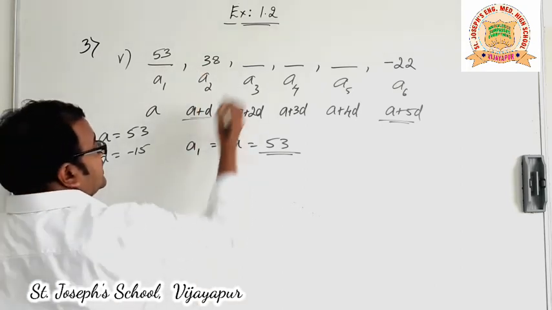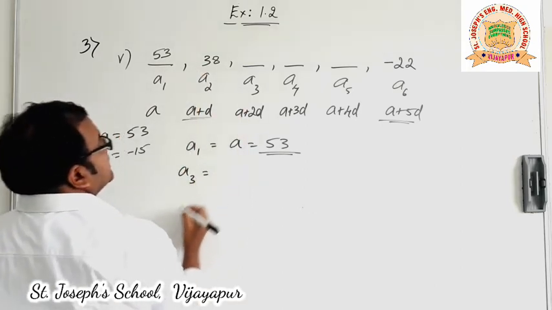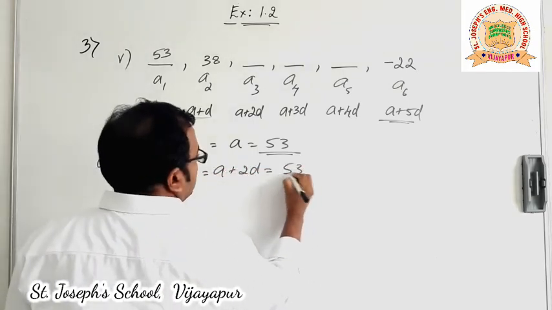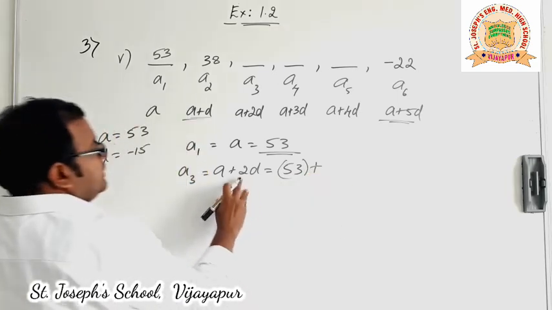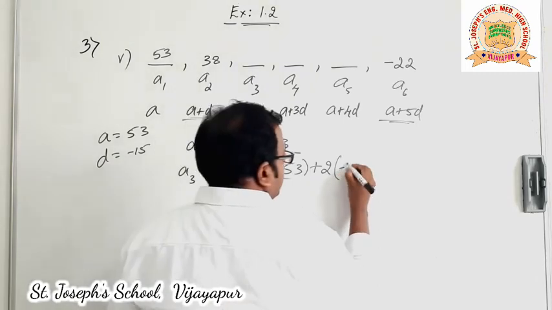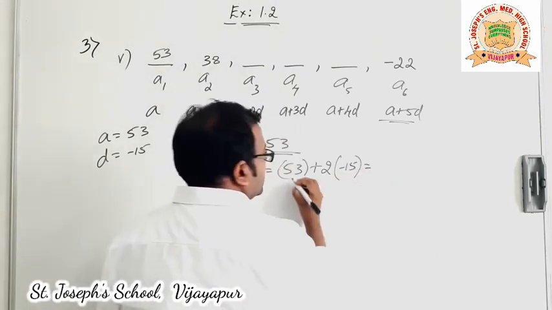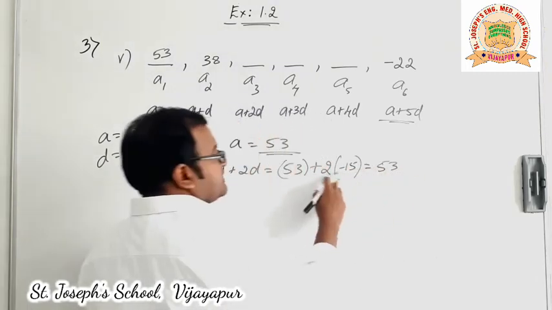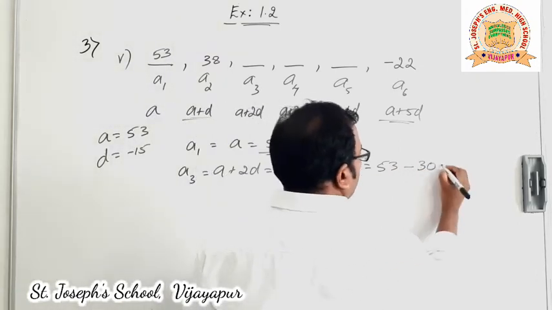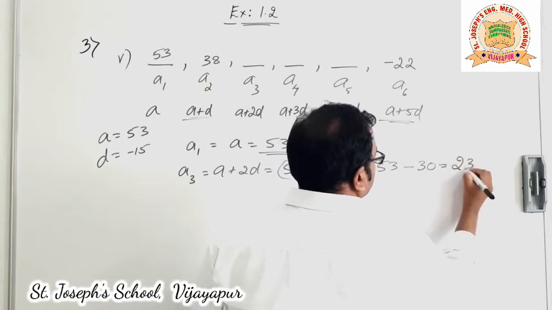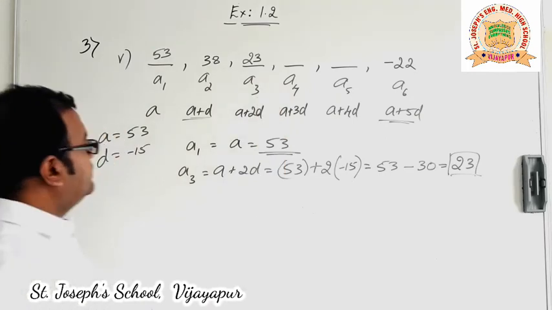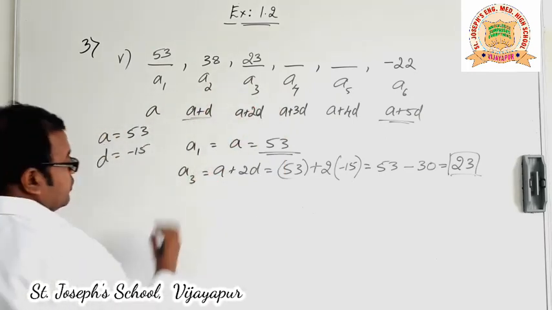A2 is already there, so let's go for A3. A3 is equal to A plus 2D, which is equal to 53 plus 2 times of D, which is minus 15. What is that simplification? 53 plus into minus. Minus 15 twos are 30. 53 minus 30 is 23. So we got that next term, which is 23. Let's go to find out A4.